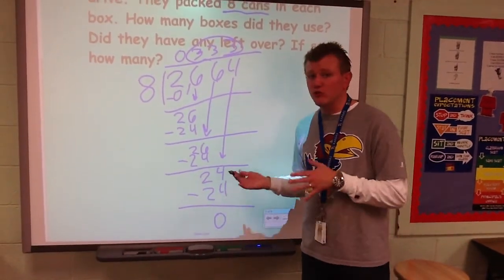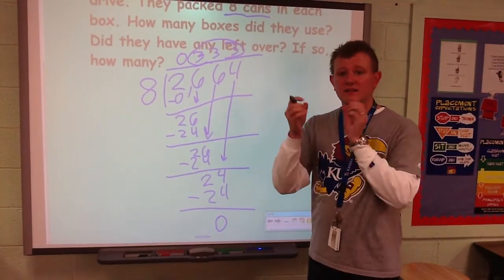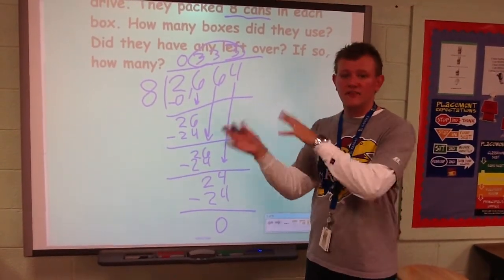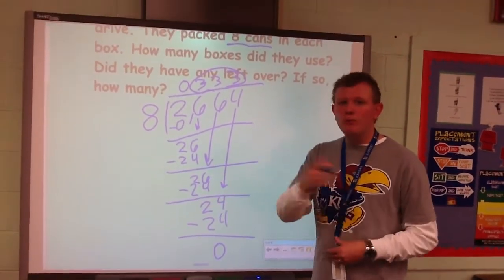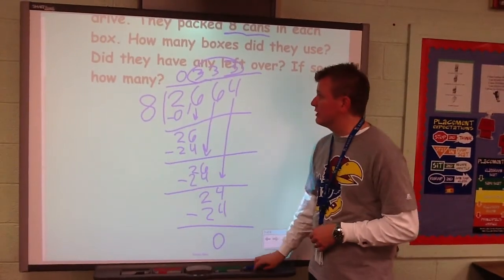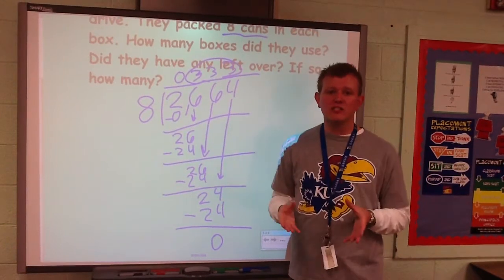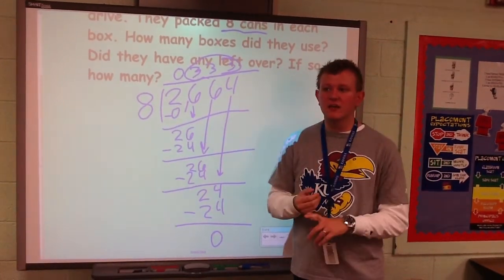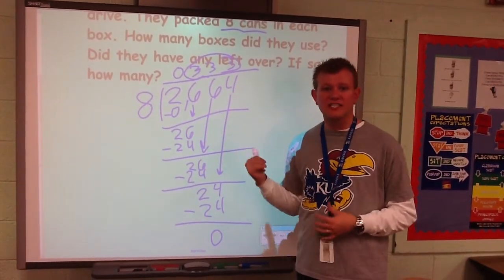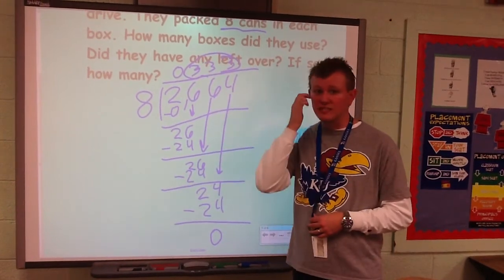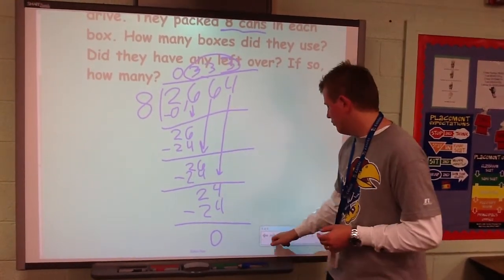If there was a remainder, we would say they had whatever the remainder was, left over. But they didn't. Don't be fooled by a question that asks you something like that. How many did they have left over? If there's no remainder, the answer is 0. Don't trick yourself into thinking, oh, well, they must have had something left over because they asked me. Well, just because they asked the question doesn't mean the answer can't be 0. All right? Don't fool yourself.